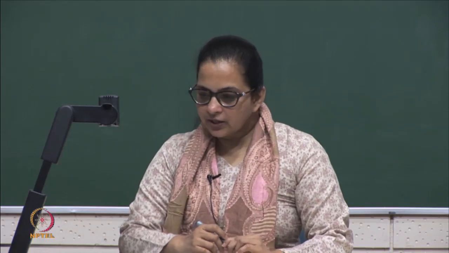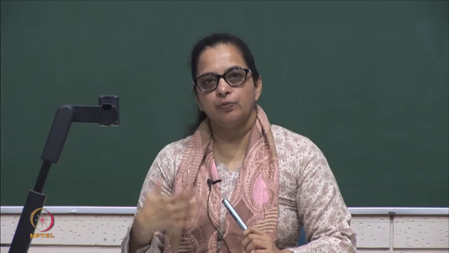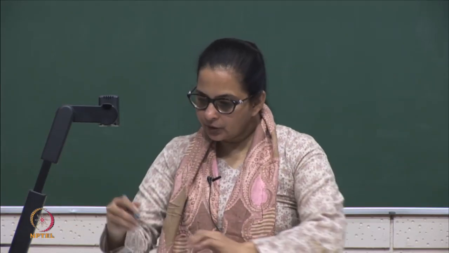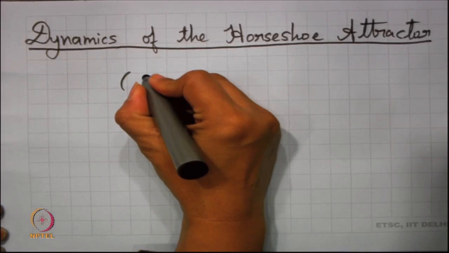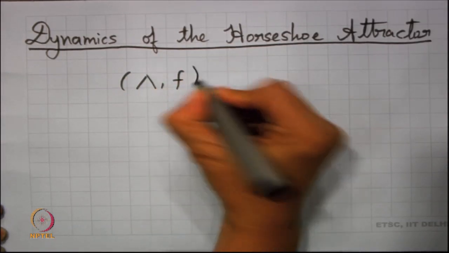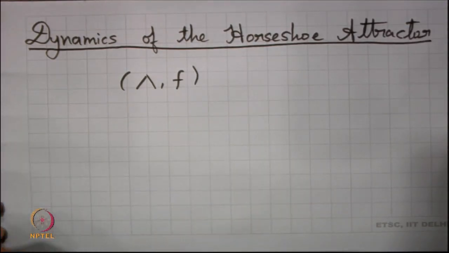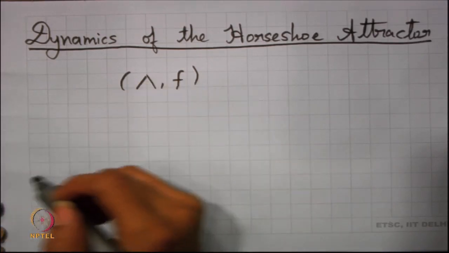Students, last time we looked into the construction of the horseshoe attractor, and today we are going to see the dynamics of the horseshoe map on the horseshoe attractor. Last time we saw this construction, the horseshoe attractor, and the horseshoe map F acting on it. This resulted in the space of all sequences of zeros and ones, and we will now look into that space once again.